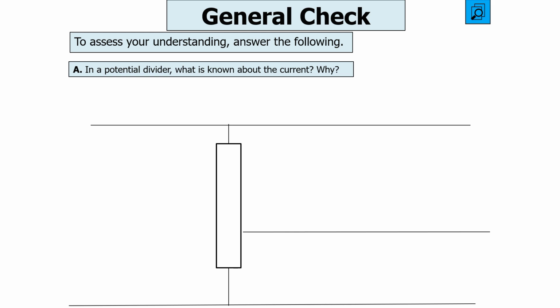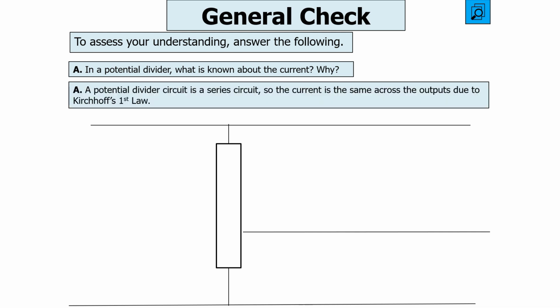So pause the video now, then unpause the video when you want to go through your answer. Well, a potential divider is a series circuit, so therefore the current is the same throughout the circuit and across the outputs due to Kirchhoff's first law of electrical circuits.